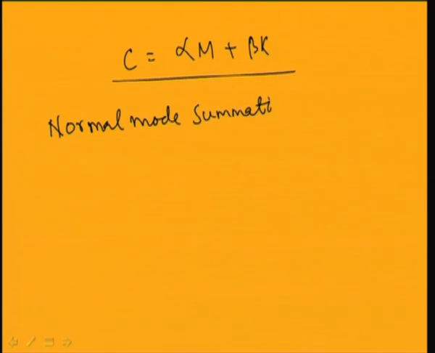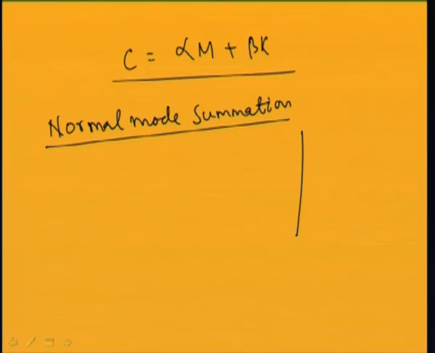So already in the last class it was told that you can use this normal mode summation method when you do not require to find the response for all the modes of the system. So an example was given at that time. So let us take a multi-storied building.